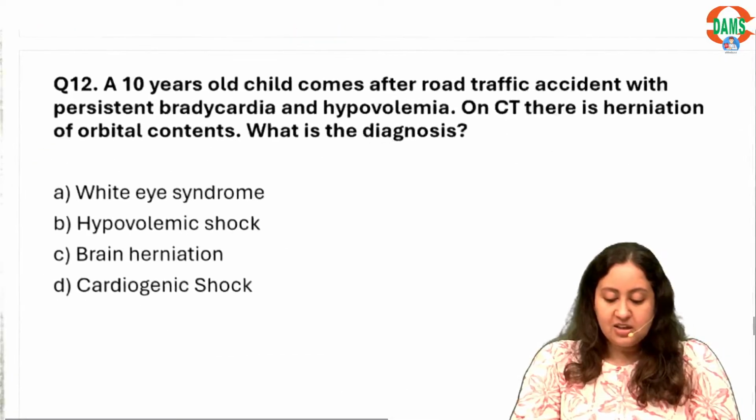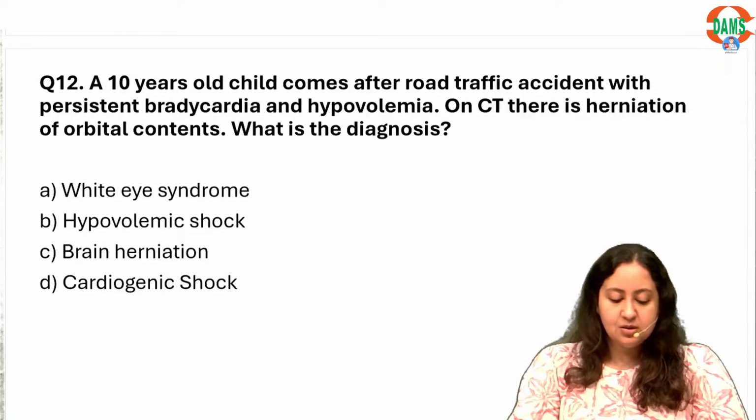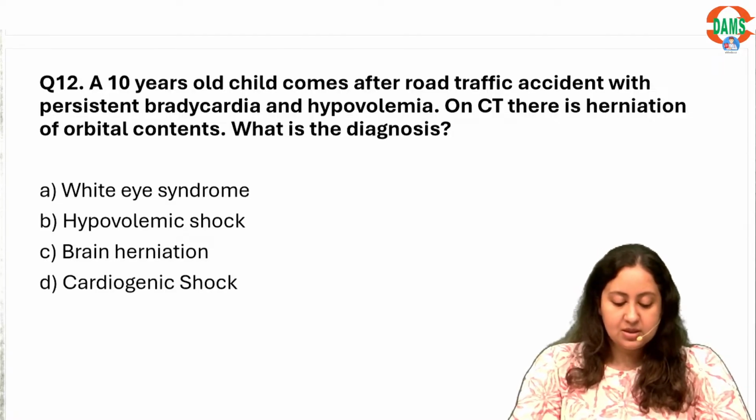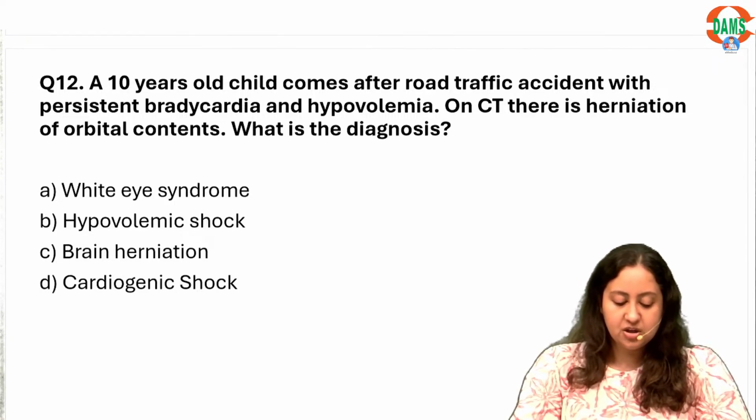Let's come on to the next question. Question 12. A 10-year-old child comes after a road traffic accident with persistent bradycardia and hypovolemia. On CT, there is herniation of orbital contents. What is the diagnosis? A. White eye syndrome. B. Hypovolemic shock. C. Brain herniation. And D. Cardiogenic shock.